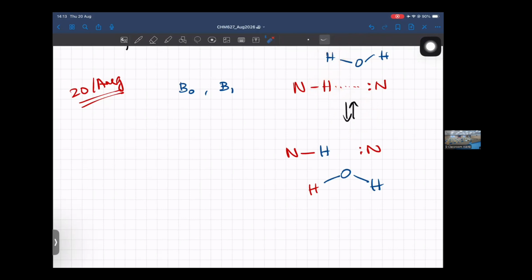On the other hand, if the process is very slow, what do I mean by very slow? You have a certain acquisition time and the exchange happens slower than the acquisition time, then you would get two NMR resonances, one for each, with their population being the integrals. Okay. On the other hand, if the exchange rate kind of matches with the acquisition time, you will not see anything.